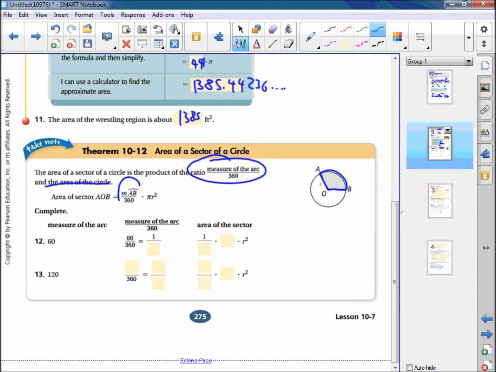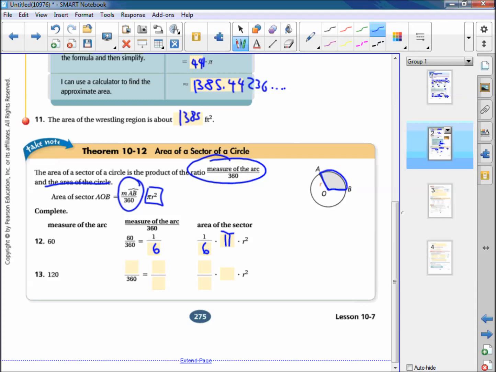We find the same ratio we did for arc length, but instead of multiplying by the circumference, we multiply by the area. All right, so complete each. The measure of the arc is 60. We want to find the area of the sector that goes with it. Then it's going to be 60 over 360, which will give us 1/6 of the circle that we want. And then to find the area, we would do 1/6 times pi times whatever the radius squared is.